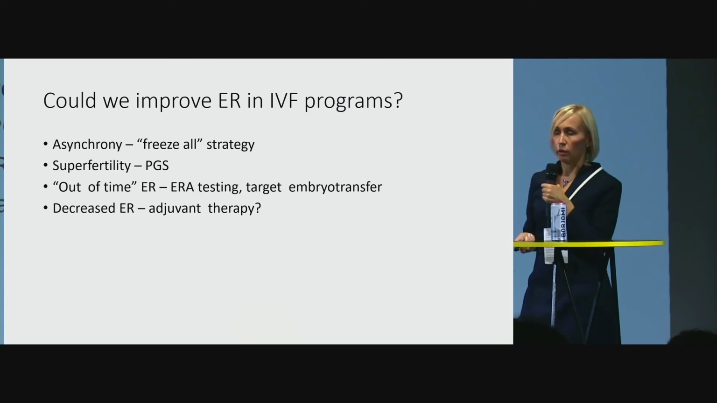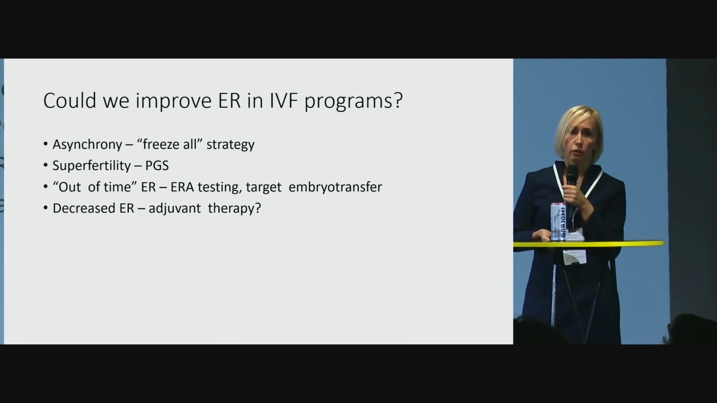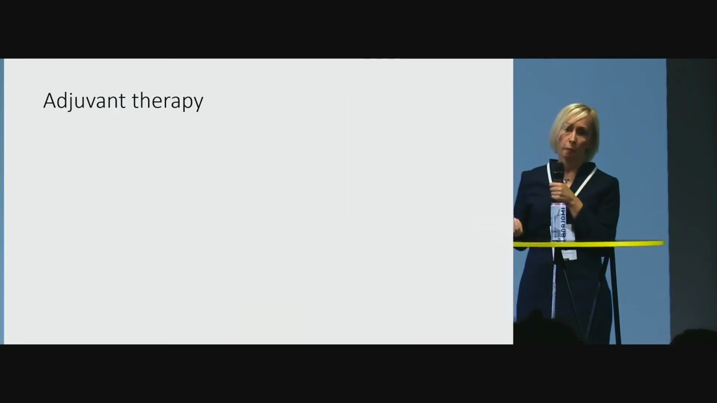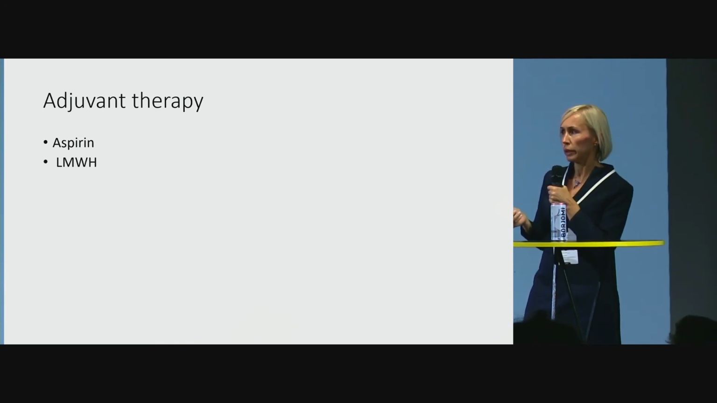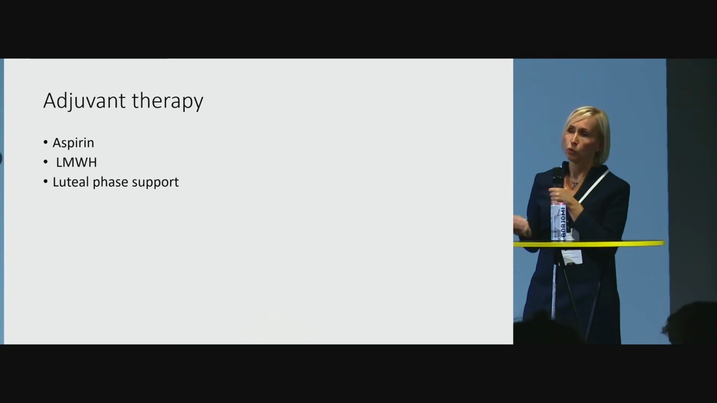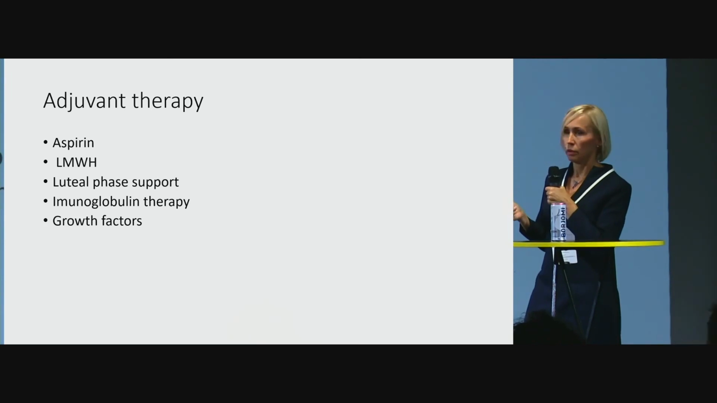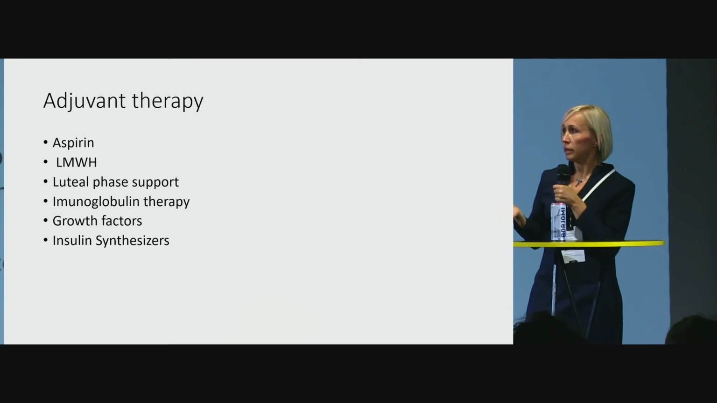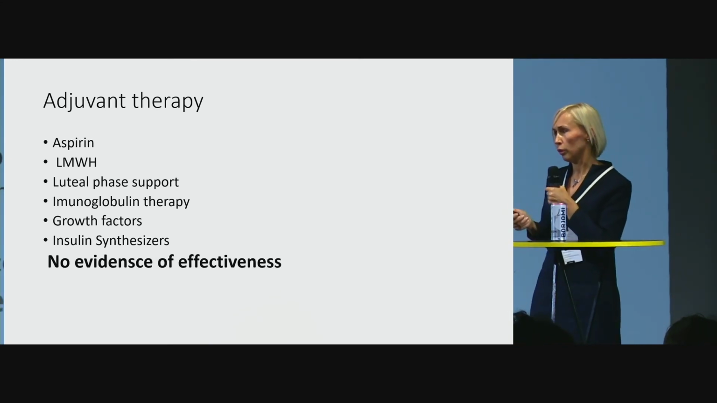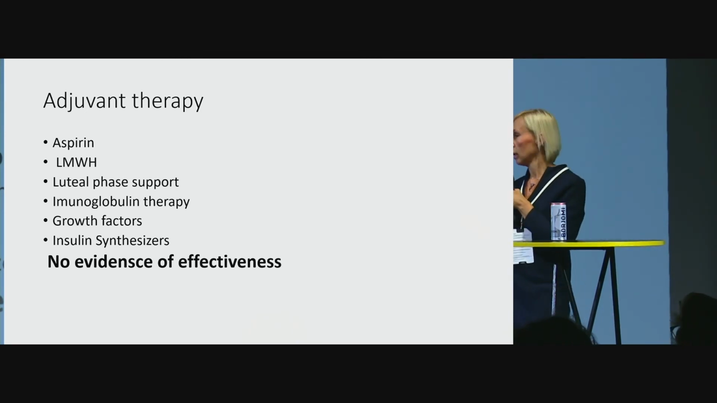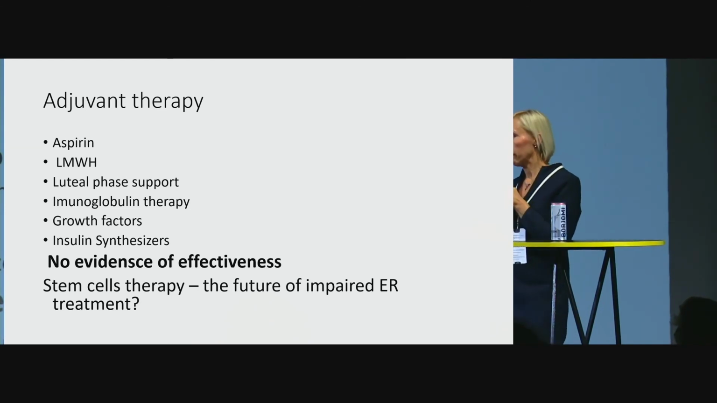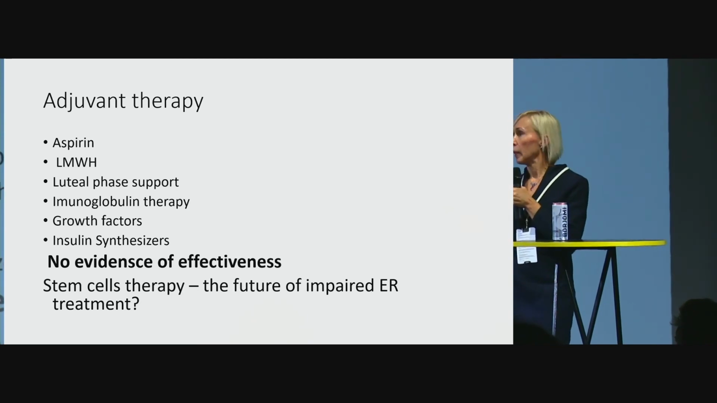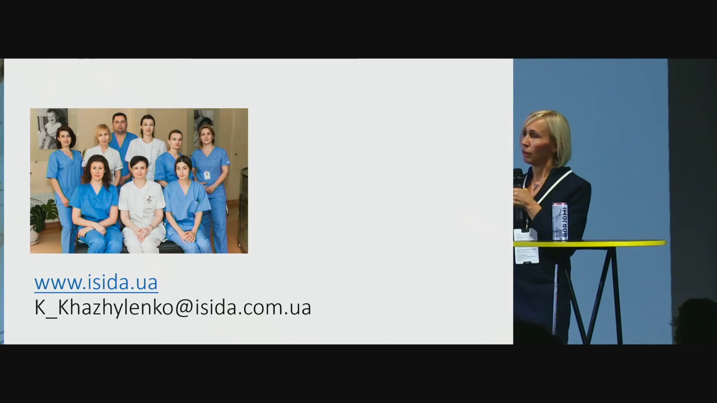And in patients with decreased endometrial receptivity, what should we do? We can theoretically use so-called adjuvant therapy, which means different attempts to improve the situation with changes in endometrial receptivity. But all these medications mentioned in this slide, like aspirin, low molecular weight heparin, luteal phase support, immunoglobulin therapy, and growth factors used systemically or locally, insulin sensitizers, unfortunately don't have enough evidence of their effectiveness. And stem cell therapy in patients with decreased endometrial receptivity could be the future of impaired endometrial receptivity treatment. This is our hope.